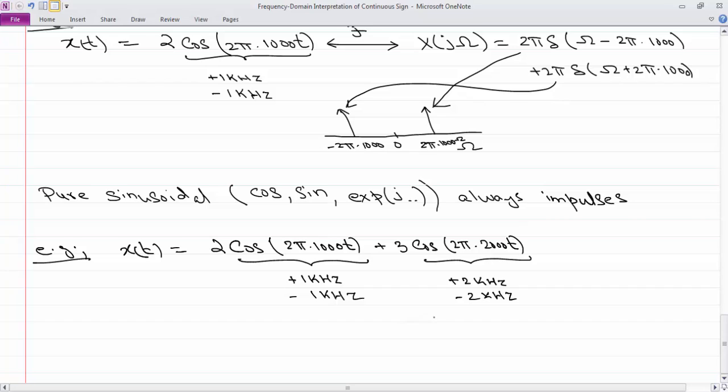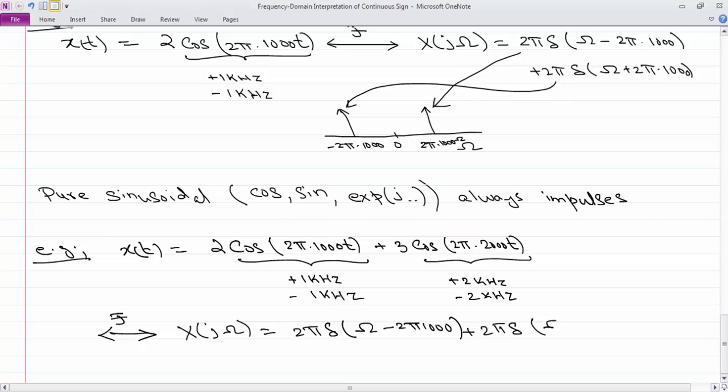Now I can of course calculate the Fourier transform of that. If you remember your formula, that will be just a generalization of this. It will be 2 pi delta of omega minus 2 pi 1000 plus 2 pi delta of omega plus 2 pi 1000. That will be due to the first cosine, plus 3 pi delta of omega minus 2 pi 2000 plus 3 pi delta of omega plus 2 pi 2000.